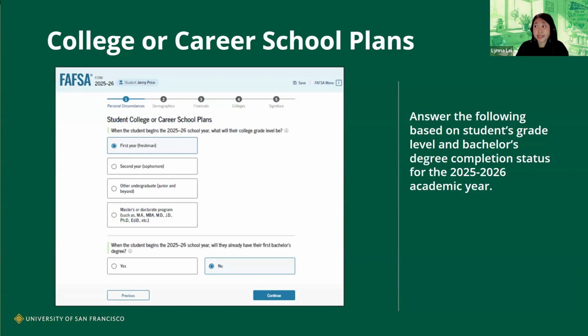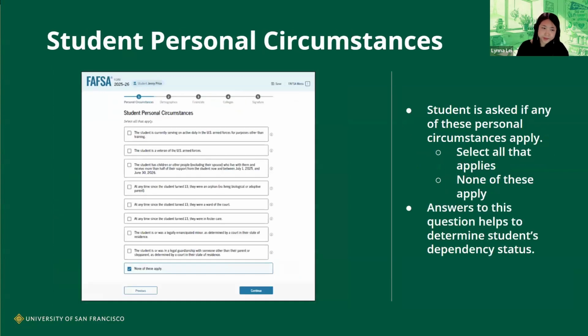Some students make a mistake here, stating that they've already received a bachelor's degree prior to the 2025-2026 academic year. If you make a mistake on that question, you might not be eligible for the Pell Grant. So this question, like with other questions, please do read carefully before you answer.